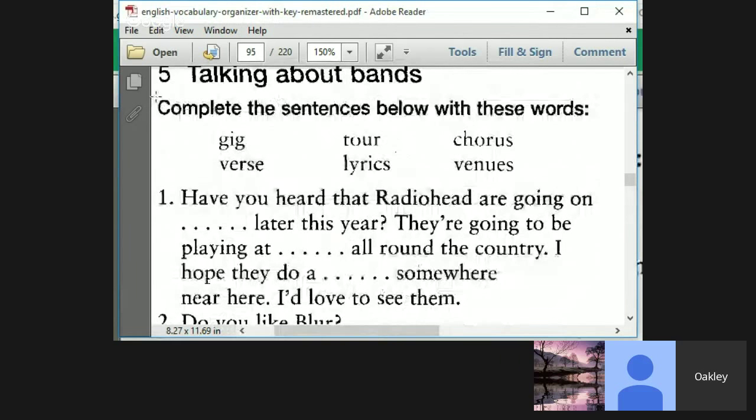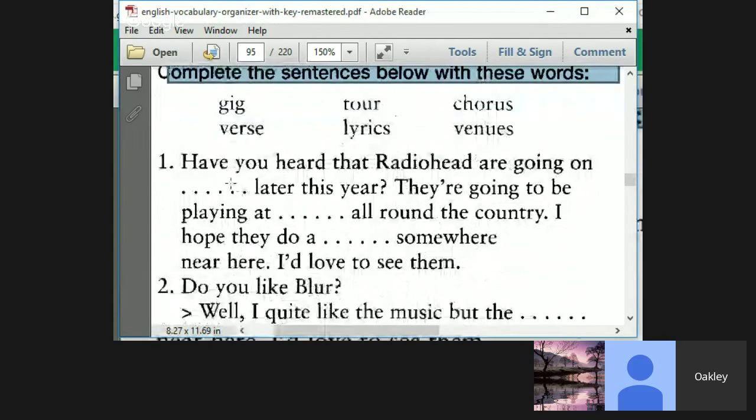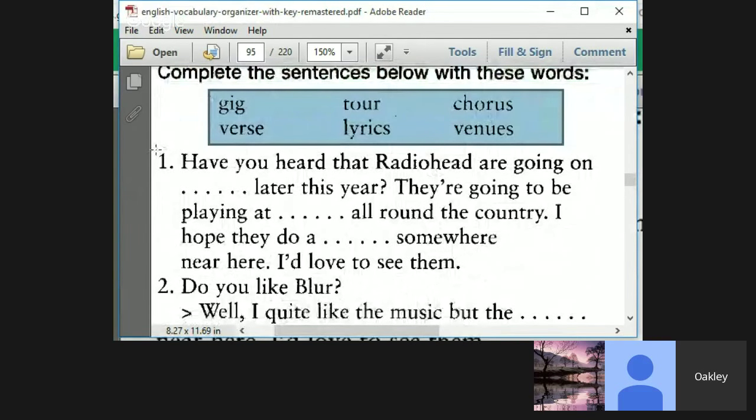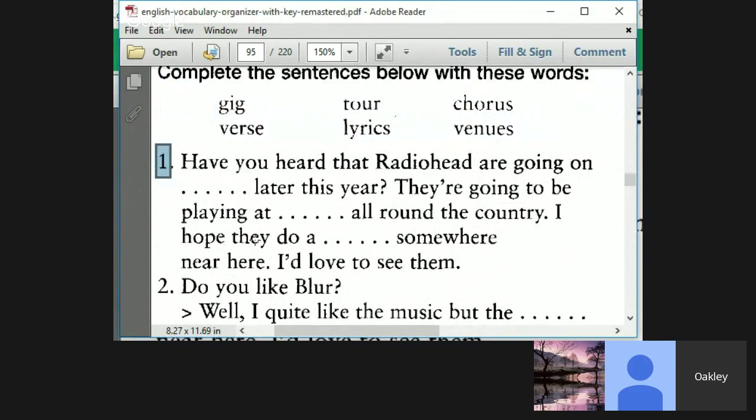All right, now, talking about bands. Okay. All right, how we commonly talk about bands, like rock bands and such. Rodrigo, number one. Have you heard that Radiohead are going on tour later this year? They're going to be playing at venues all around the country. Venues, yeah. Venues all around the country.